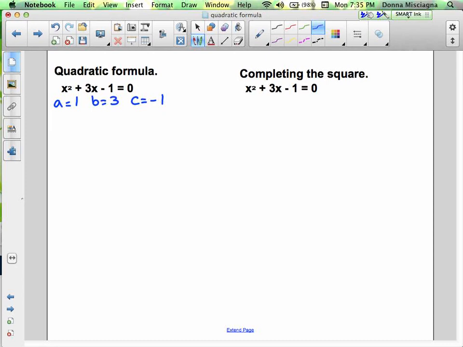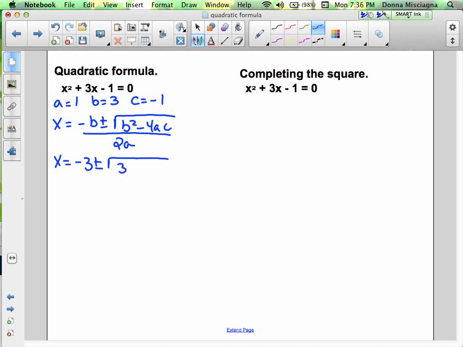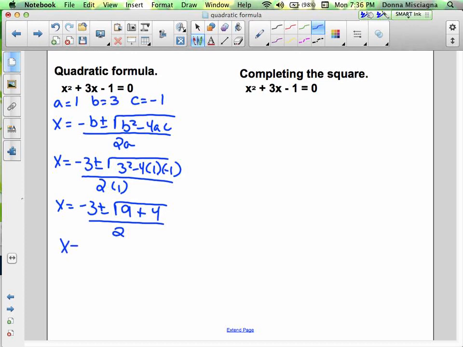Right, so quadratic formula, x is equal to -b plus or minus the square root of b squared minus 4ac, all divided by 2a. So we have -3 plus or minus the square root of 3 squared minus 4 times 1 times -1, all divided by 2 times 1. So that gives us -3 plus or minus the square root of 9, and then this is two negatives, that's going to be plus 4, divided by 2.